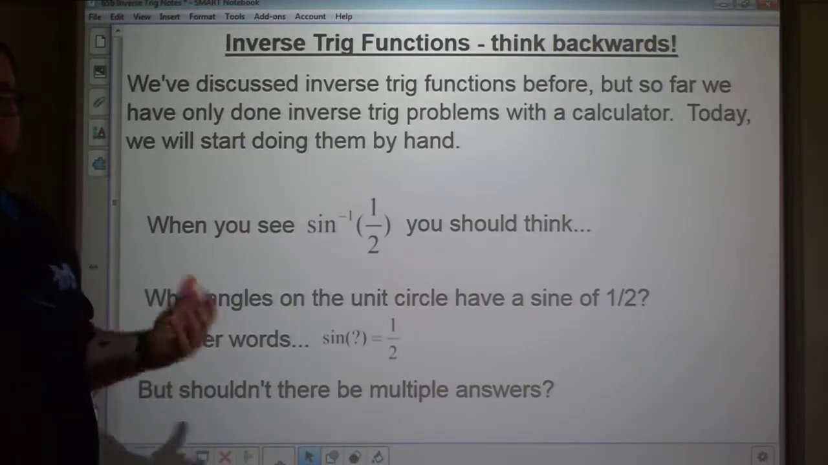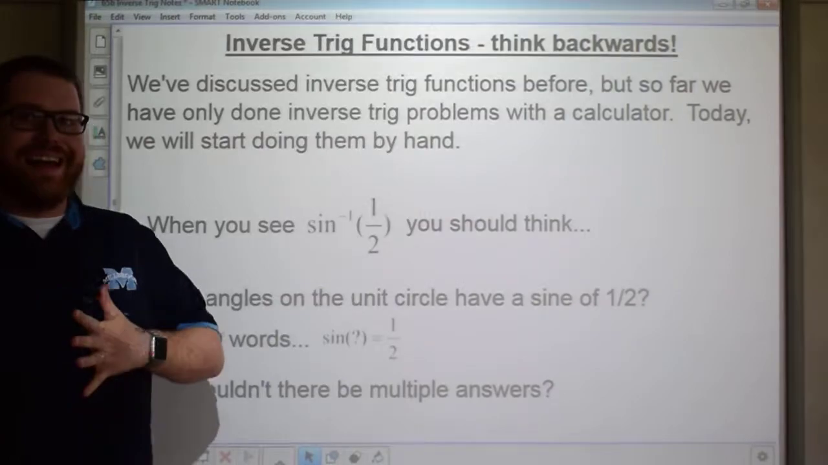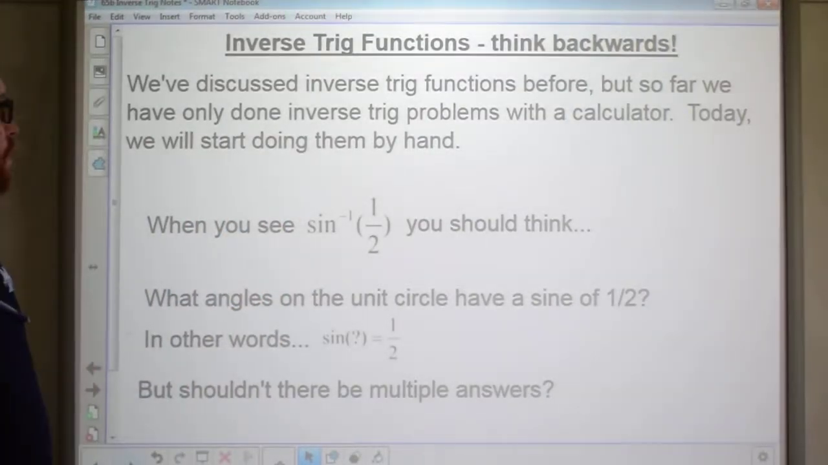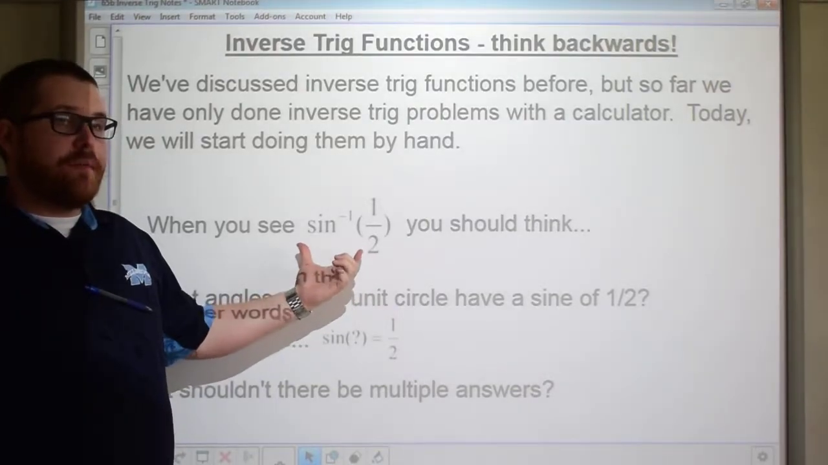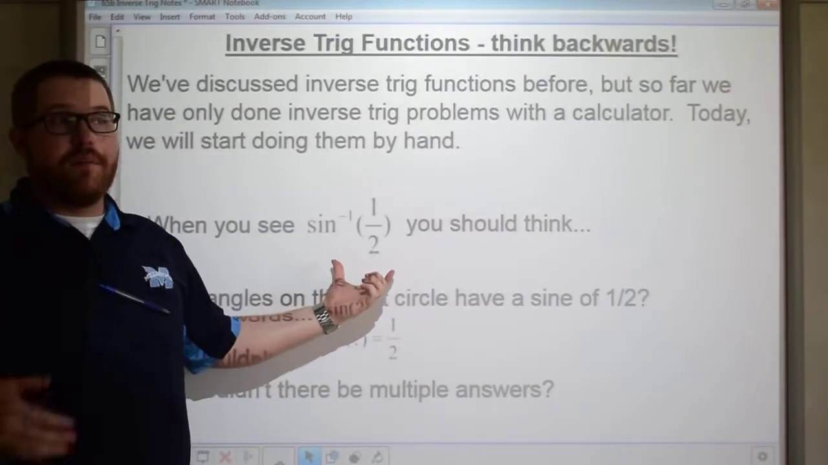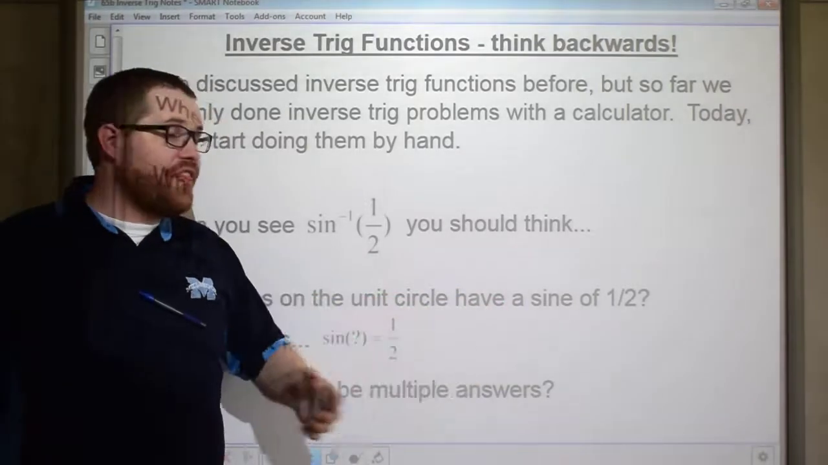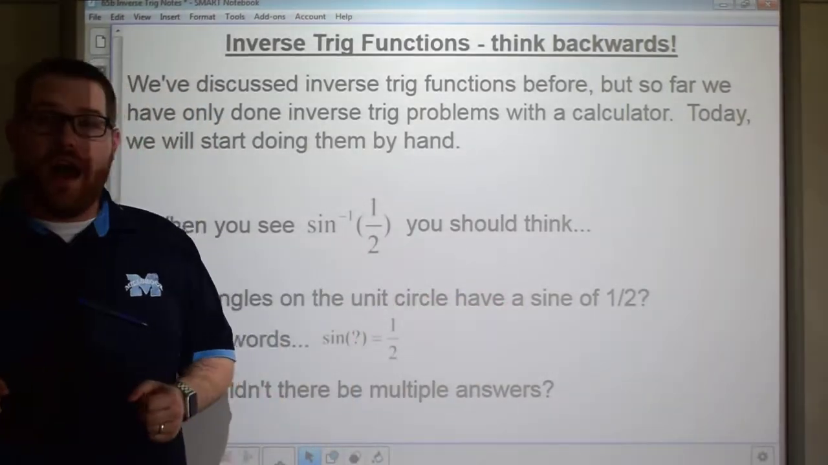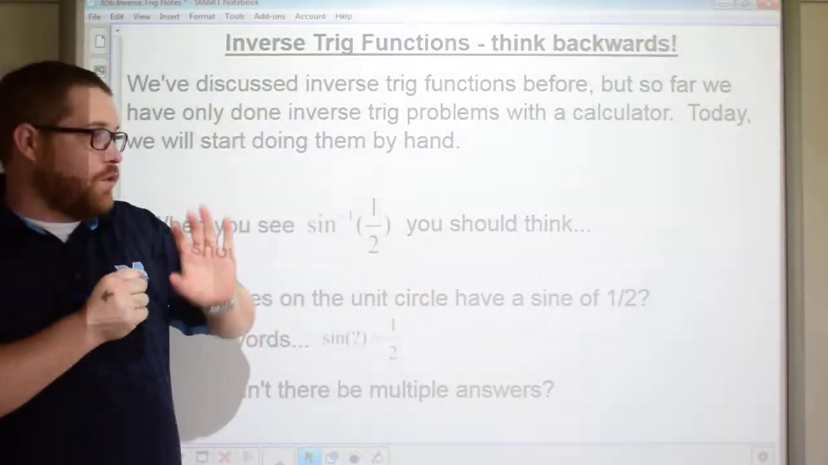They basically cancel out the regular trig function. So sine and sine inverse cancel out, or sine and arc sine cancel out. When you see sine inverse of 1/2, don't think about sine inverse of 1/2. Think about it the other way. What angle has a sine that is 1/2? So I'm giving you the answer. The answer to the sine question is 1/2. You tell me what angle.